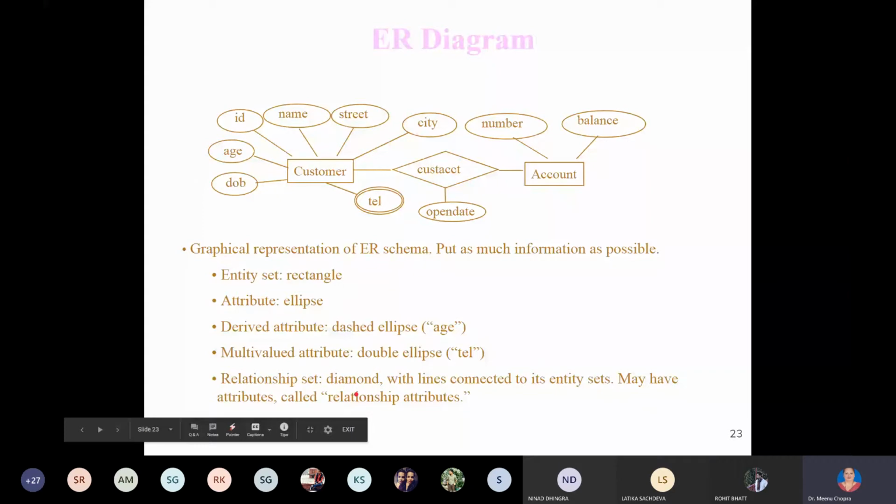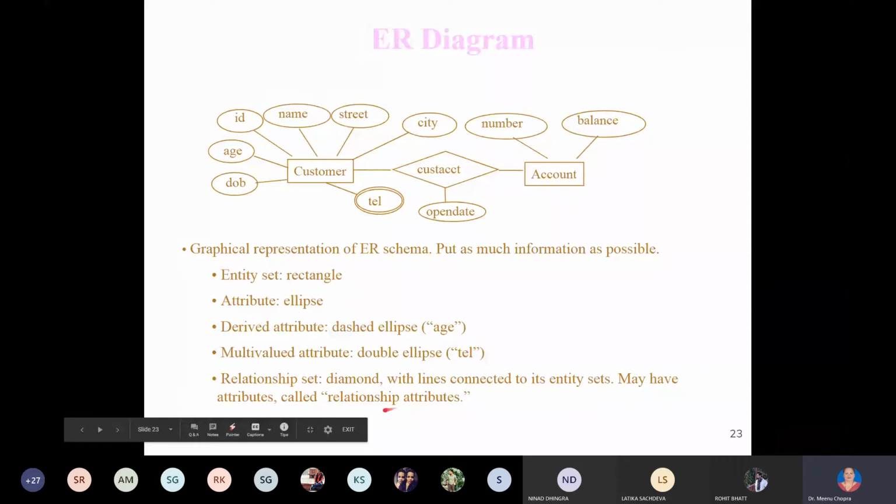You can vary up to 10% across tools. It can vary, a little bit can differ, but don't make it a different ER diagram from what is reflected in your book. So in a relationship diagram, the diamond has lines connected to the entity sets that have the relationship.